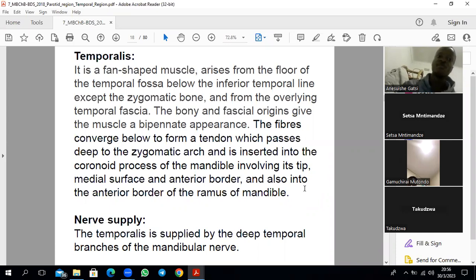Then this is more flesh on the temporalis muscle, but I won't bother you with this. I've already talked about it, how it originates from the floor of the temporal fossa, particularly on the inferior temporal line, then goes to insert onto the coronoid process of the mandible. And the temporalis muscle has a bipennate appearance.